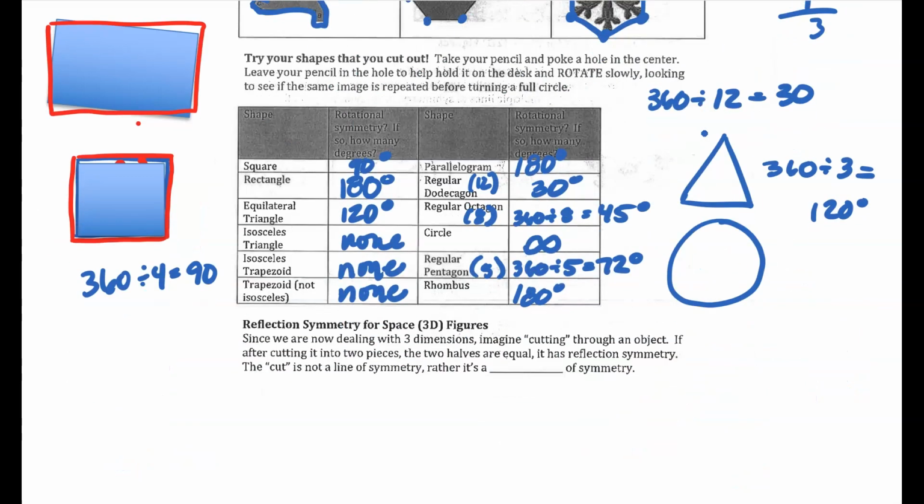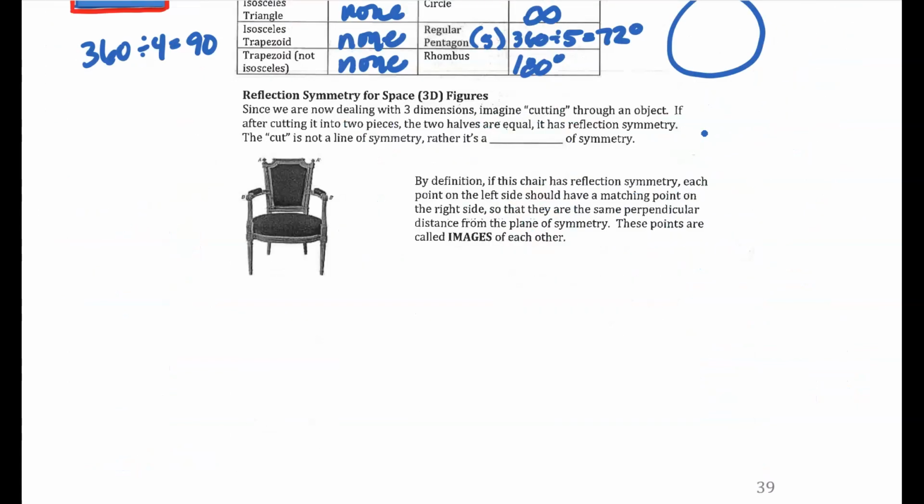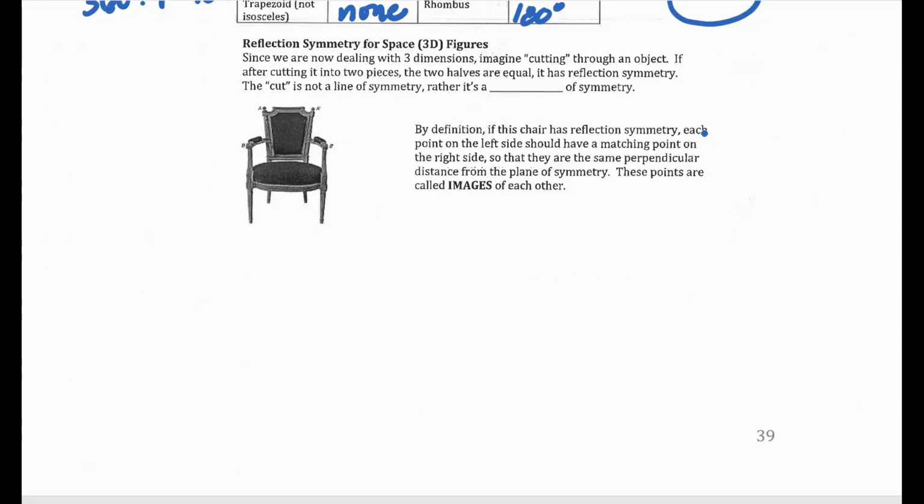So now let's jump into the 3D figure. So this is harder because you really have to use your imagination. So if you think about this chair, and it might make more sense to think of a chair if there's one by you. Look at the chair, and I want you to imagine that you have a big machete, like a big knife that could slice through the chair. And I want you to imagine, if you were to stand up, is there any way that you could slice the chair so that the 2 halves would be the same?